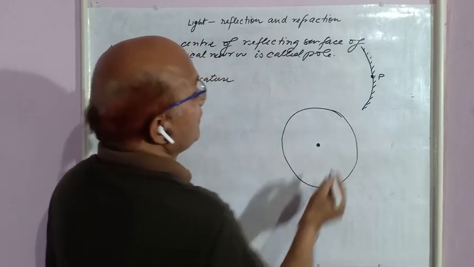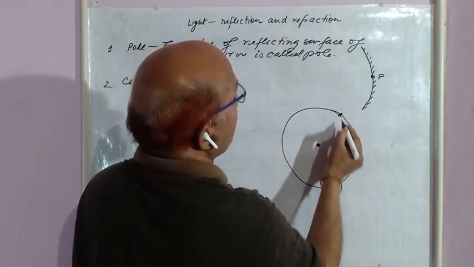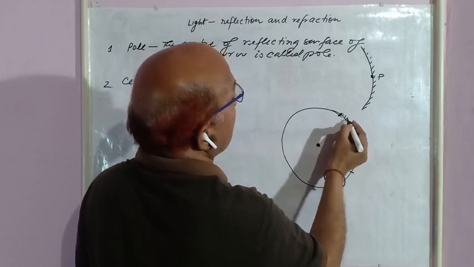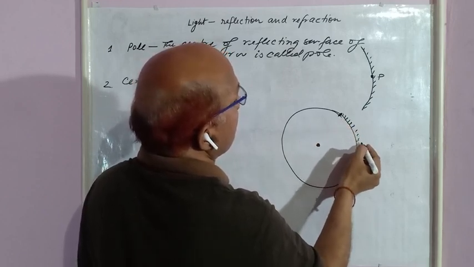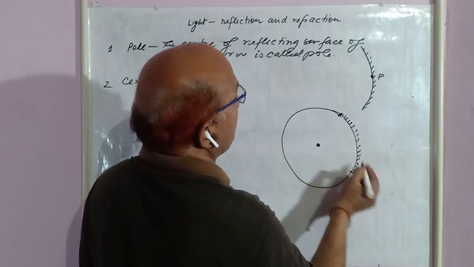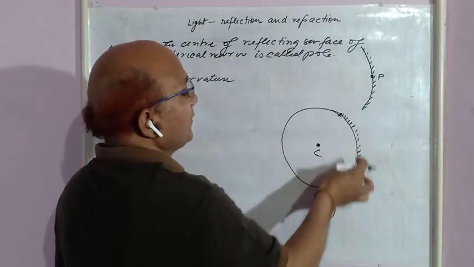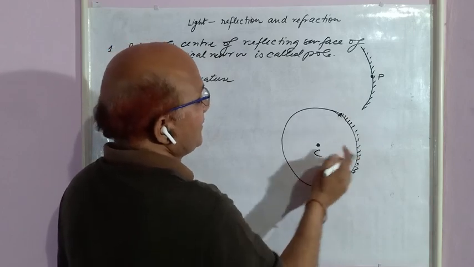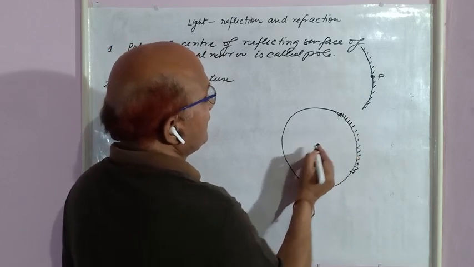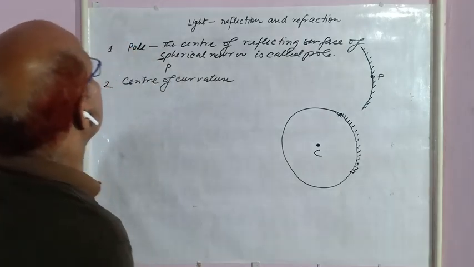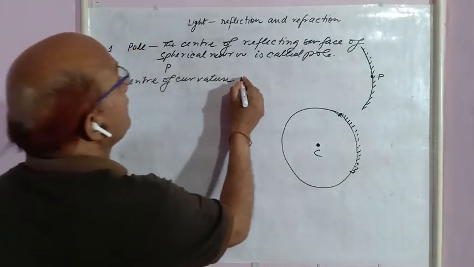As you know, a spherical mirror is a part of a hollow sphere. So for the sphere it is the center, but for this portion, which is a spherical mirror, this point is called the center of curvature. So what is the center of curvature?